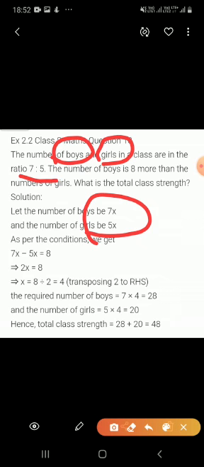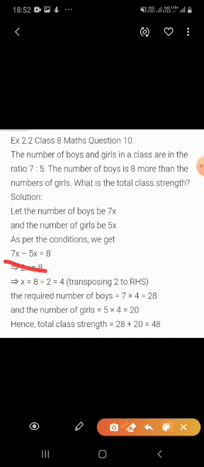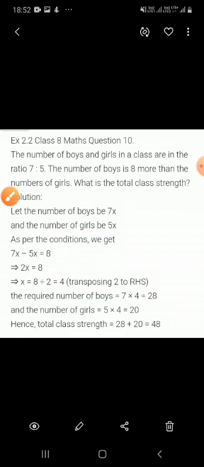Now the second statement: the number of boys is 8 more than the number of girls. Means boys are more in number. How many more? 8 more. Means if we do number of boys minus number of girls, we get the answer as 8. So 7x minus 5x equals 8. On solving, 7x minus 5x gives you 2x equal to 8, and x will be equal to 8 upon 2, that is 4.